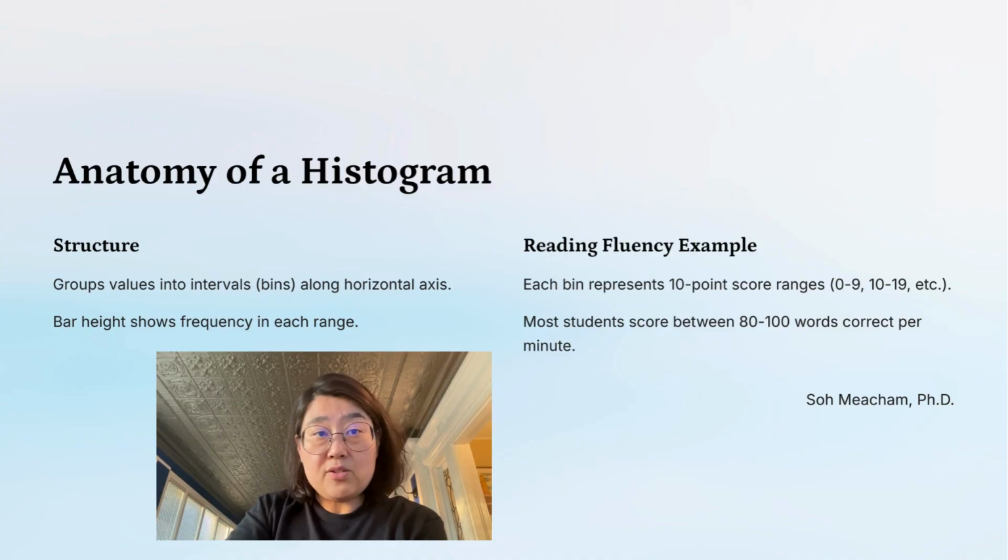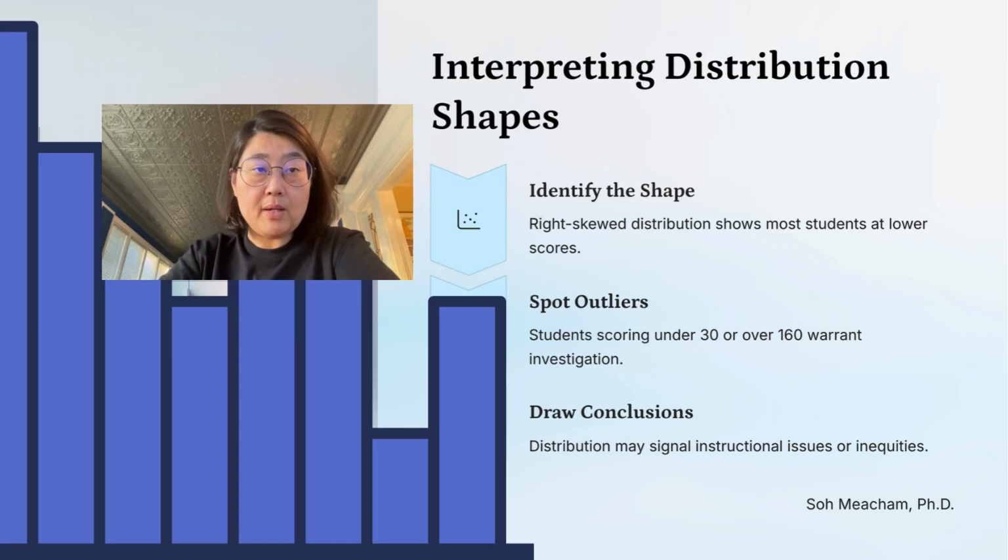Now we can describe the shape of our data, whether it's symmetrical, skewed, or has multiple peaks. Let's say the distribution is skewed to the right. That means most students are clustered toward the lower scores, and fewer students are achieving very high fluency. That might signal a broader instructional issue or inequities in reading support across the district.